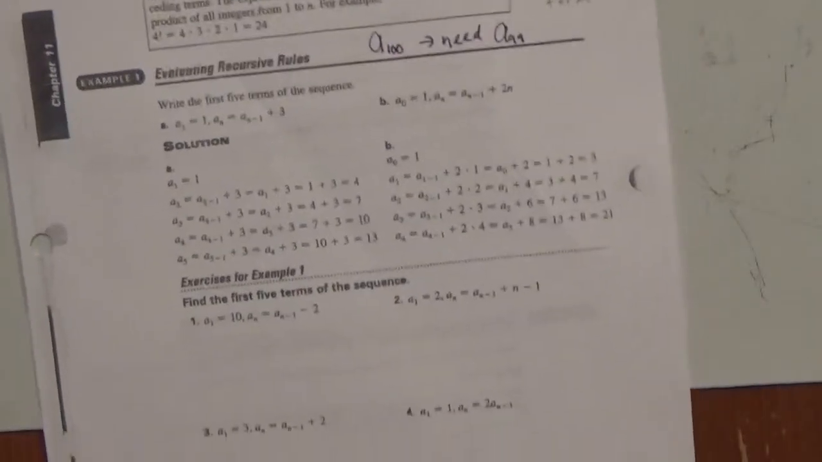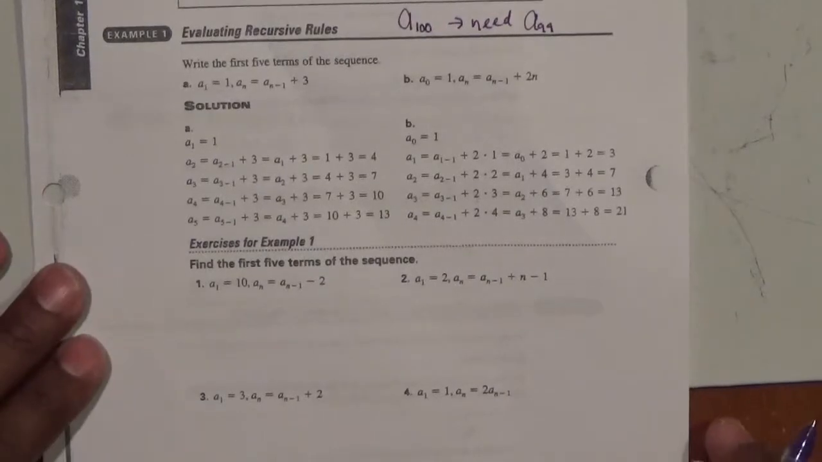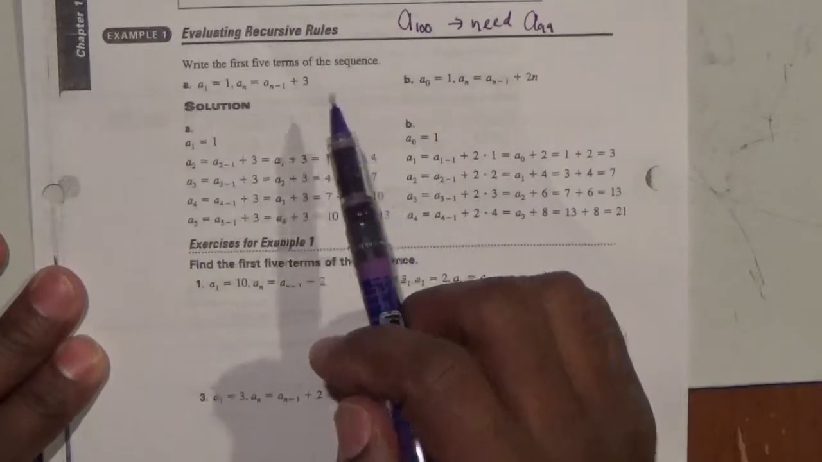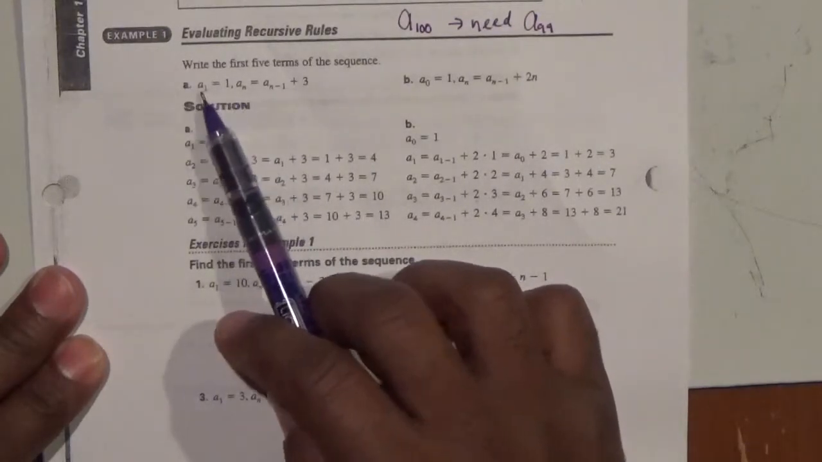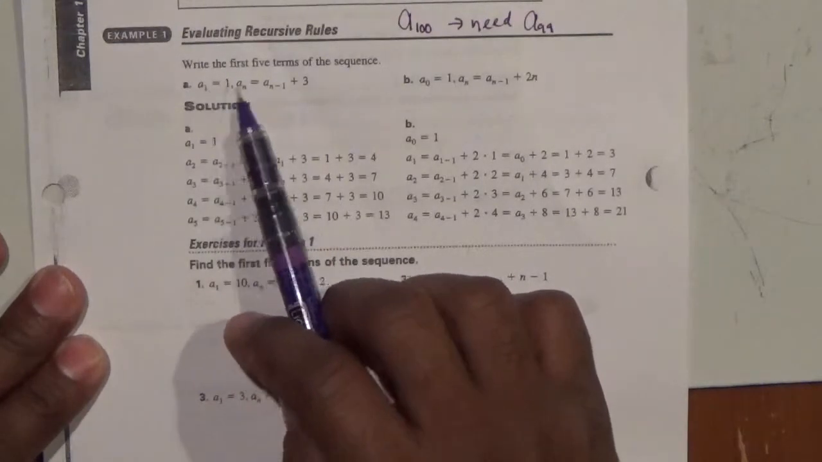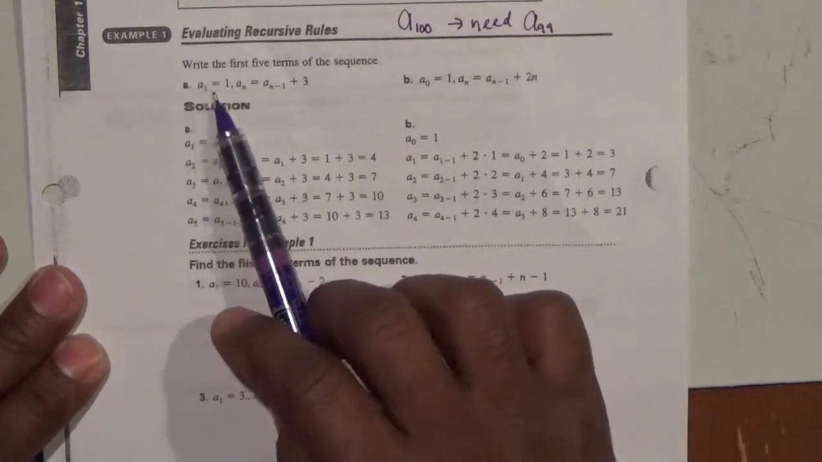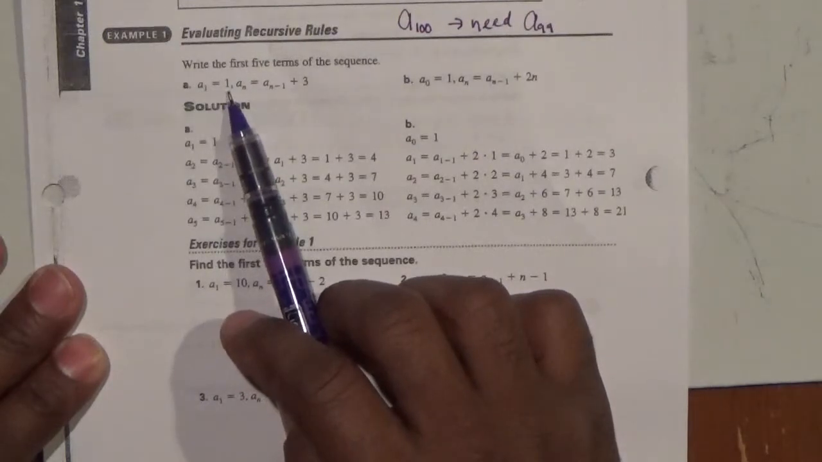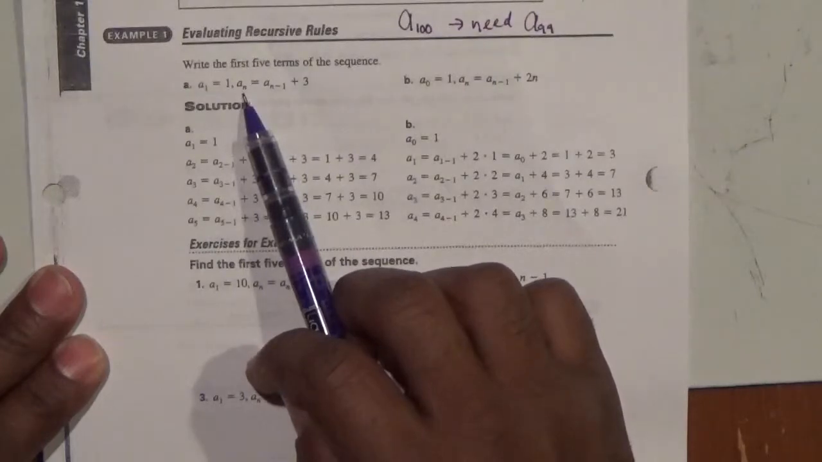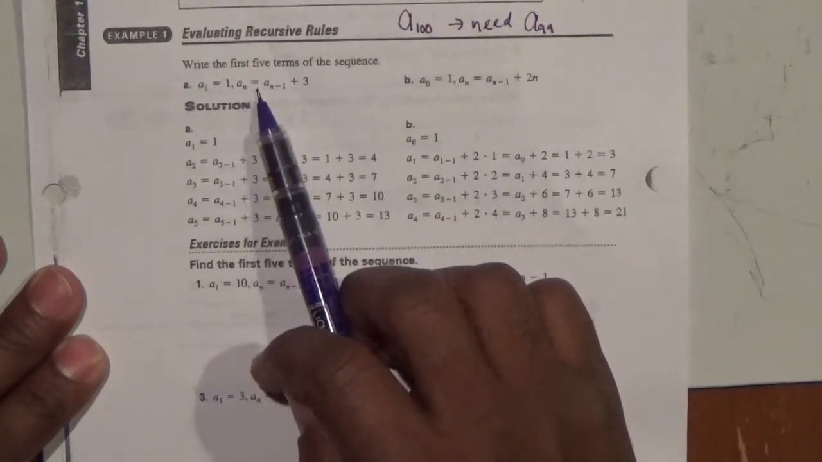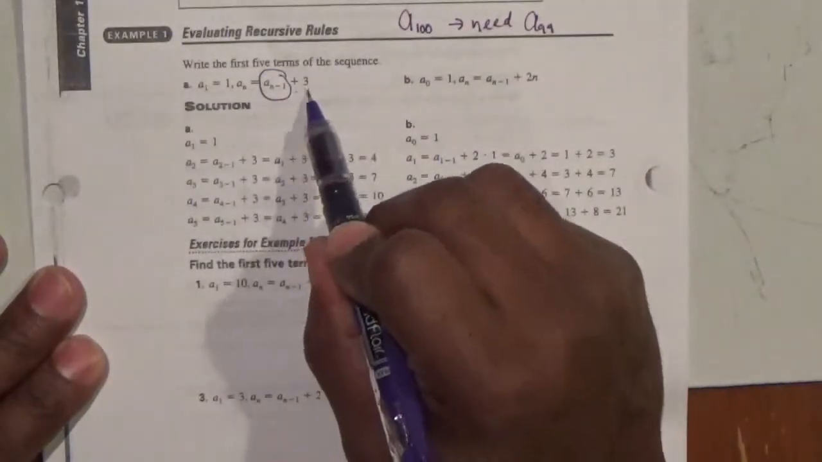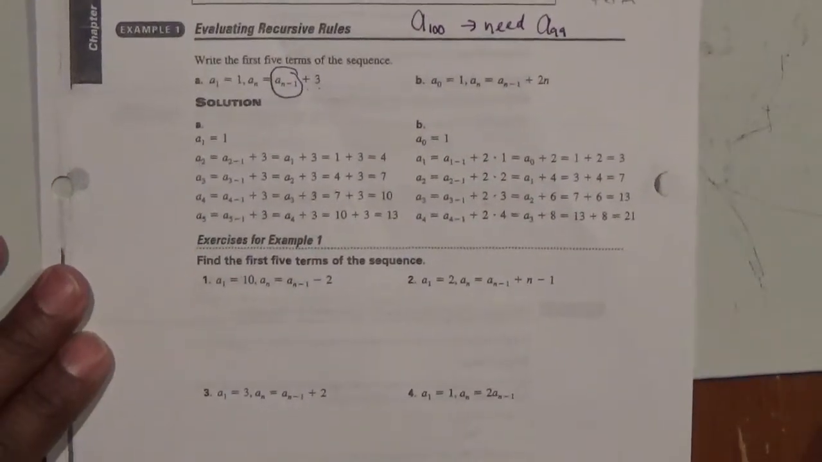Let's quickly look at the example on your paper. It says write the first 5 terms of the sequence. The only way you can have a recursive rule is if they give you a term. They tell us that the first term is equal to 1, and the rule is that the term we're looking for is equal to the previous term plus 3, which means we're going to add 3 every time.